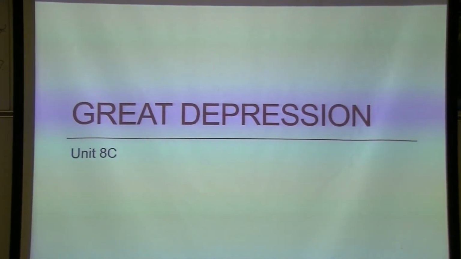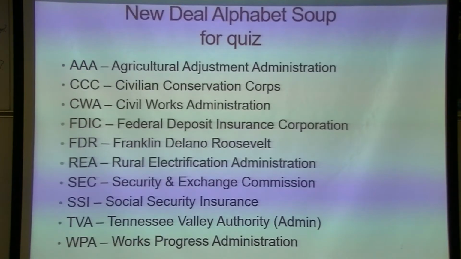All right, this is our third section for Unit 8. We did the first two parts on the 1920s. We now go into the 1930s with the Great Depression, although a lot of these things started before 1930.